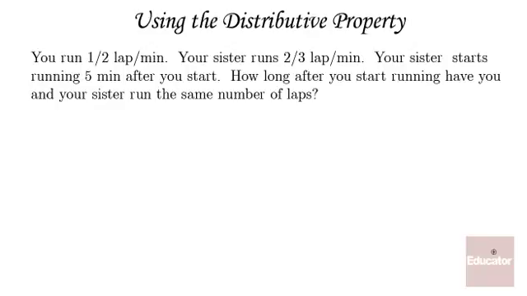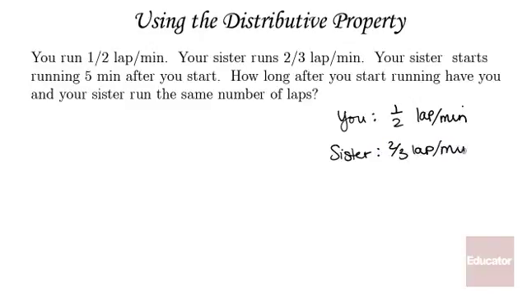You run a half lap per minute. Your sister runs 2/3 laps per minute. Your sister starts running 5 minutes after you start. How long after you start running have you and your sister run the same number of laps? Okay, so you run at a rate of a half lap per minute. Your sister runs at a rate of 2/3 lap per minute. Okay, so the problem is, how could you catch up with your sister if you're running slower? Well, the reason why is because you get a head start. Your sister started 5 minutes after you.